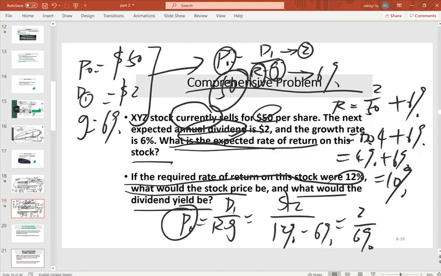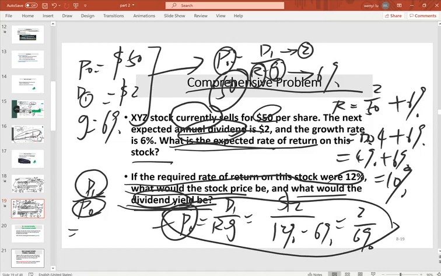And how about the dividend yield? Dividend yield is D1 over P0. For the given price per share, how much dividend you can receive is called the dividend yield. So based on what you solved here, that's the P0, and using D1 over P0, you can solve the yield.